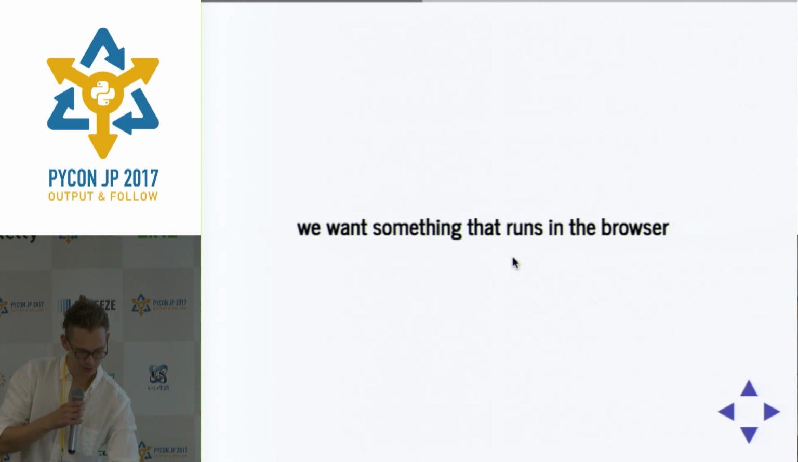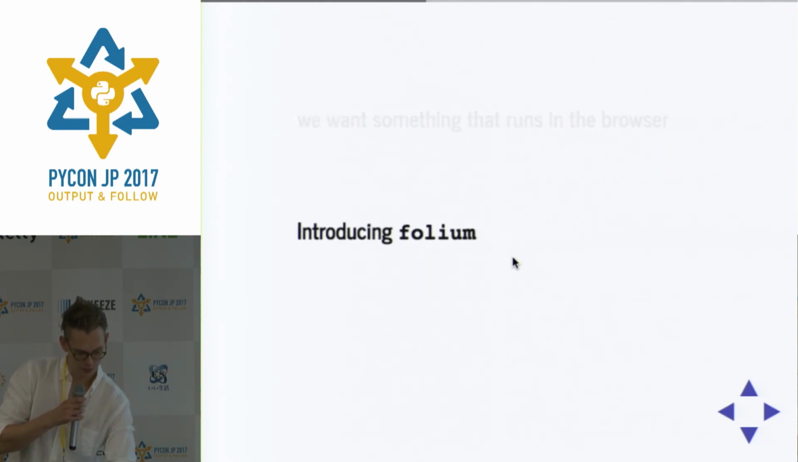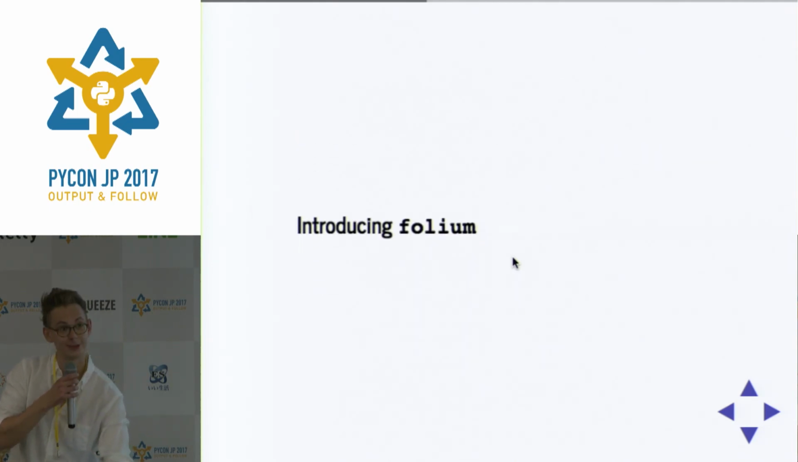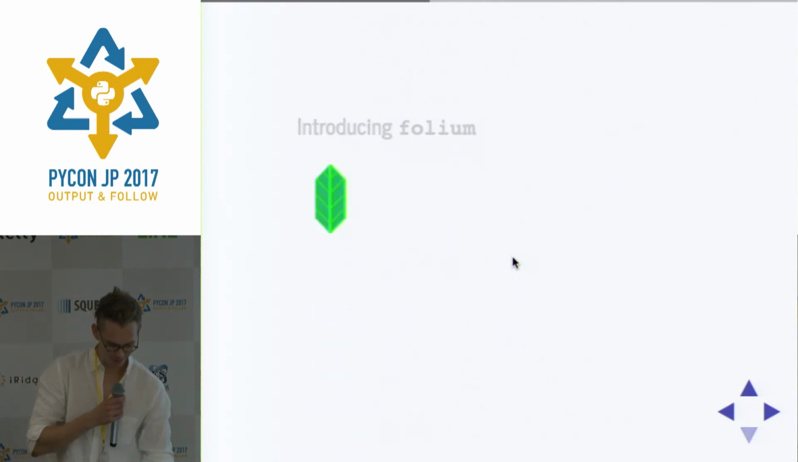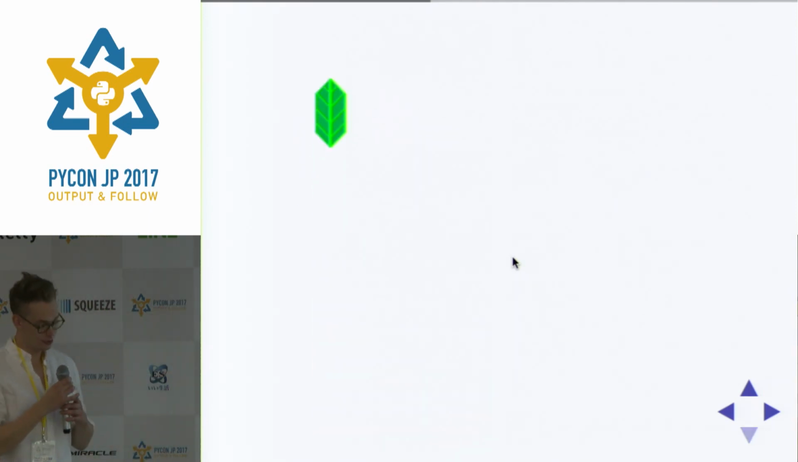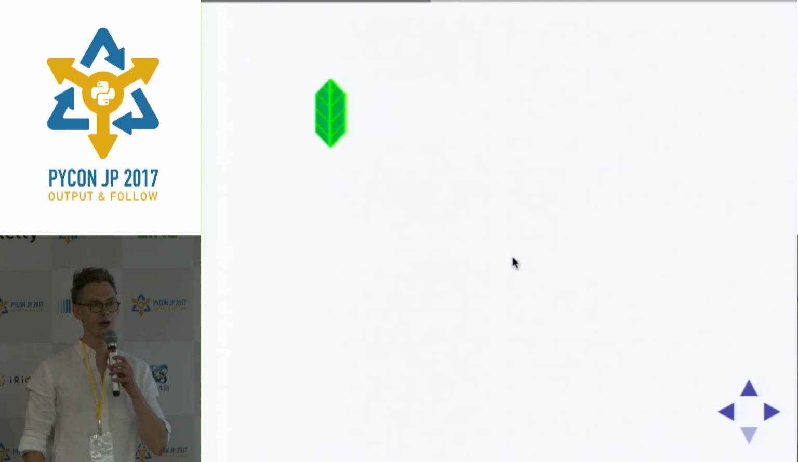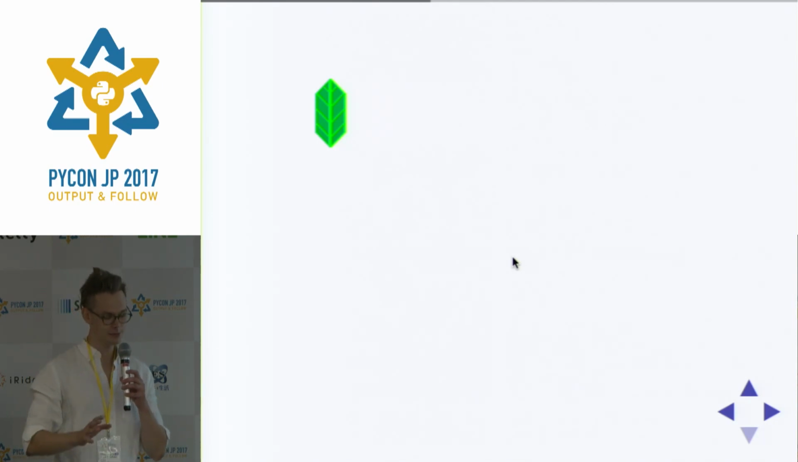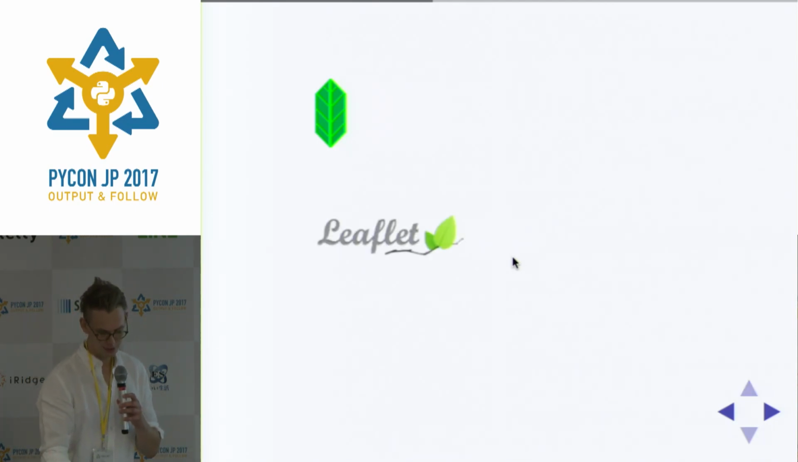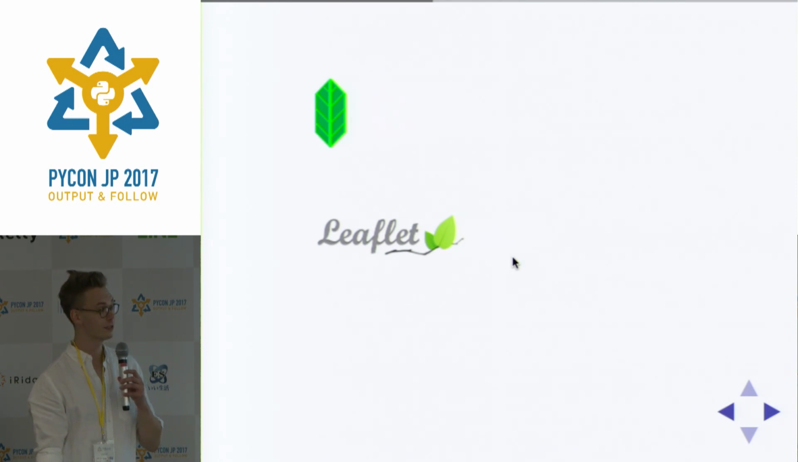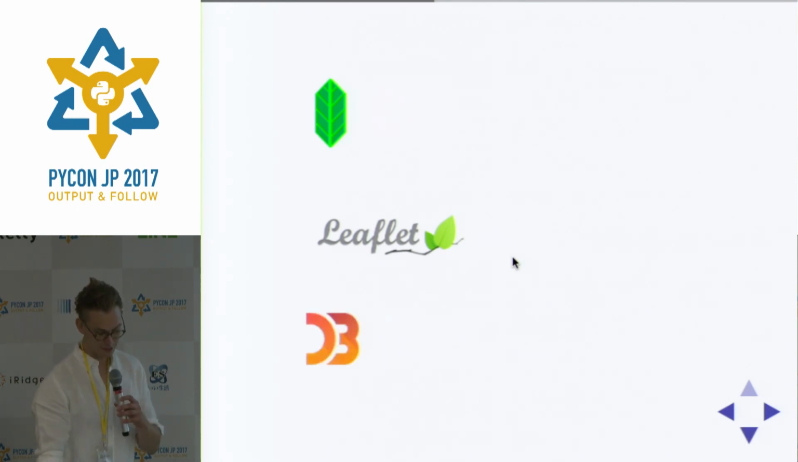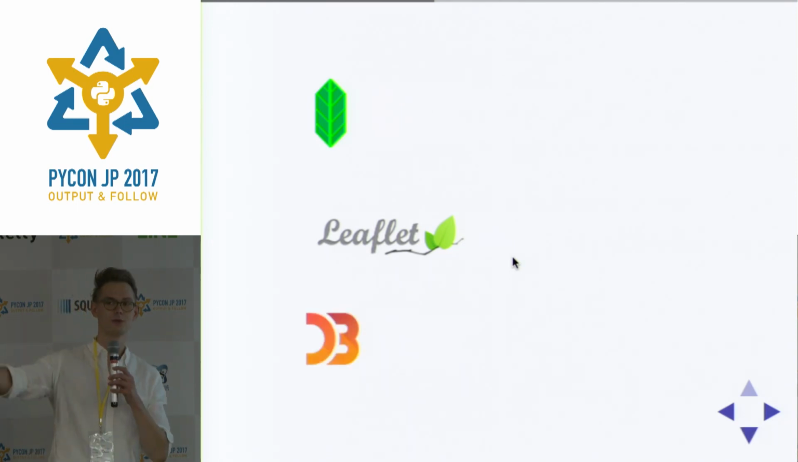We really want something that can run in the browser. So there's another Python library called Folium. This is the logo of Folium. Folium is a Python library for making interactive maps, and it's built on a JavaScript library called Leaflet, and Leaflet is built upon D3, which I'm sure everybody in this room knows.